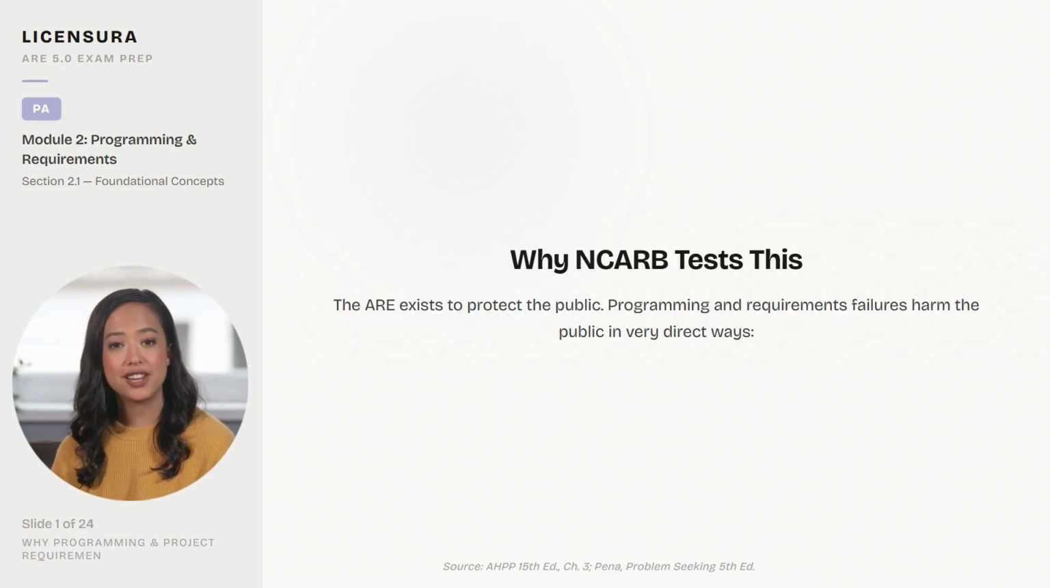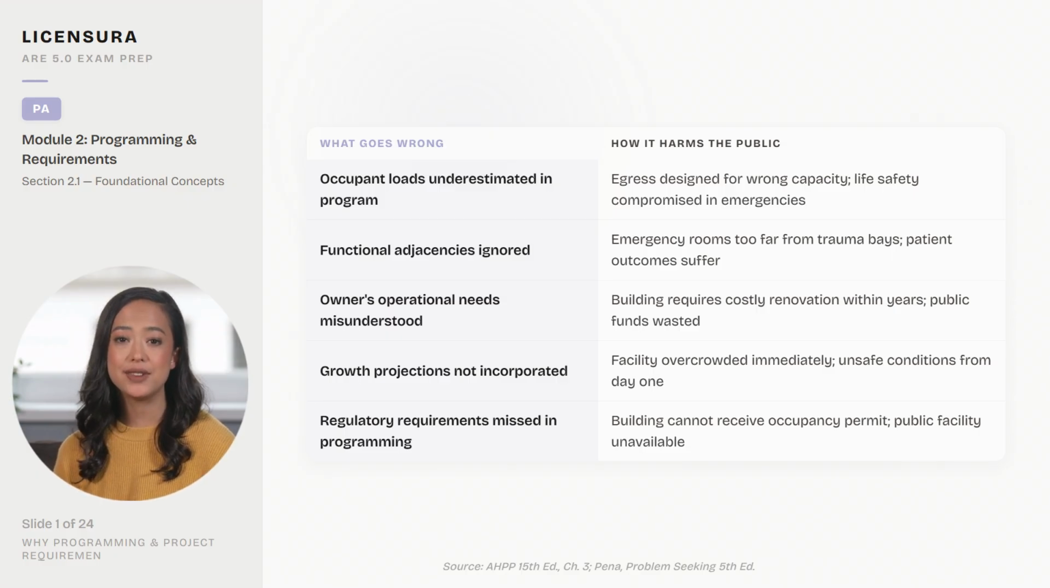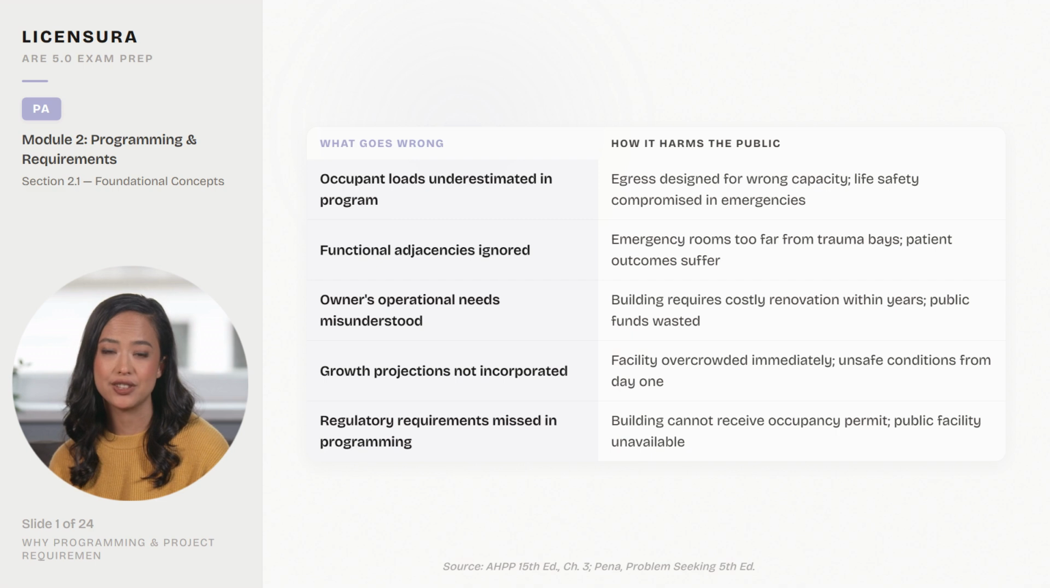The ARE exists to protect the public. Programming and requirements failures harm the public in very direct ways. The table on screen connects programming failures to real public harm. When occupant loads are underestimated, the egress system is designed for the wrong capacity. That's a life safety crisis during an emergency. When functional adjacencies are ignored, patients in hospital emergency rooms are too far from trauma bays, and outcomes suffer. These aren't design failures, they're programming failures. The building was built correctly to the wrong specifications.